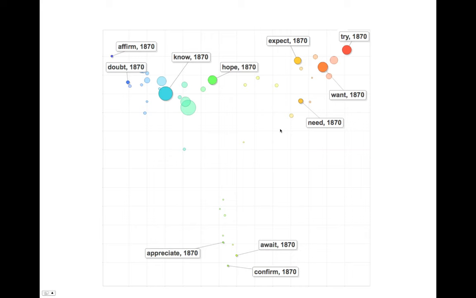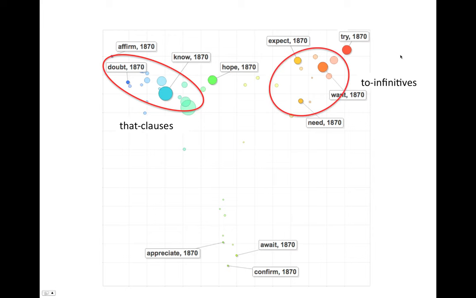And this is what comes out as a plot for the first decade that I plotted, the 1870s. So we have verbs like try and want and expect up here, need, then this big cluster here, and a few less frequent verbs down here. These here show a common preference for that clauses, so you know that, you doubt that, you affirm that. The ones up here, like to infinitives, like want, try, expect, need, and the verbs down here, they occur mostly with NPs: confirm, appreciate, and await.